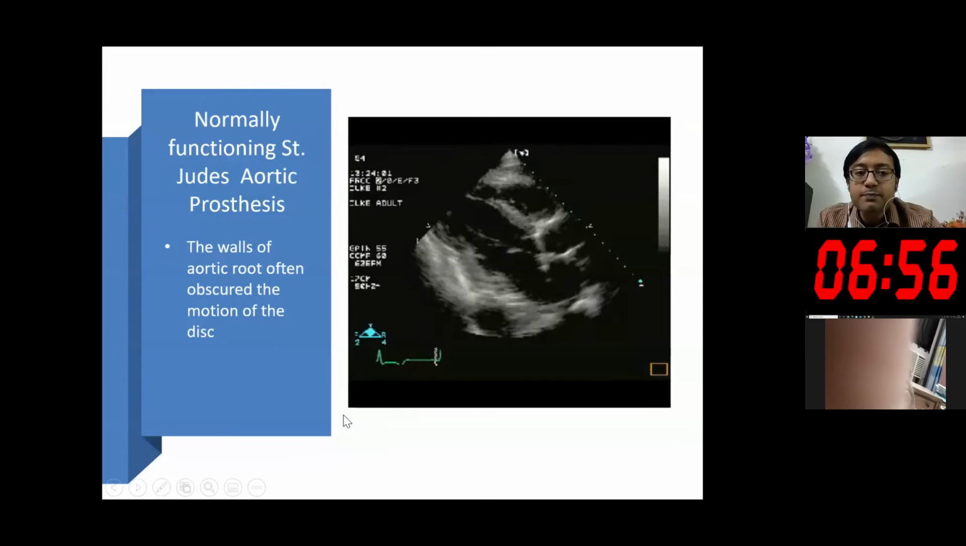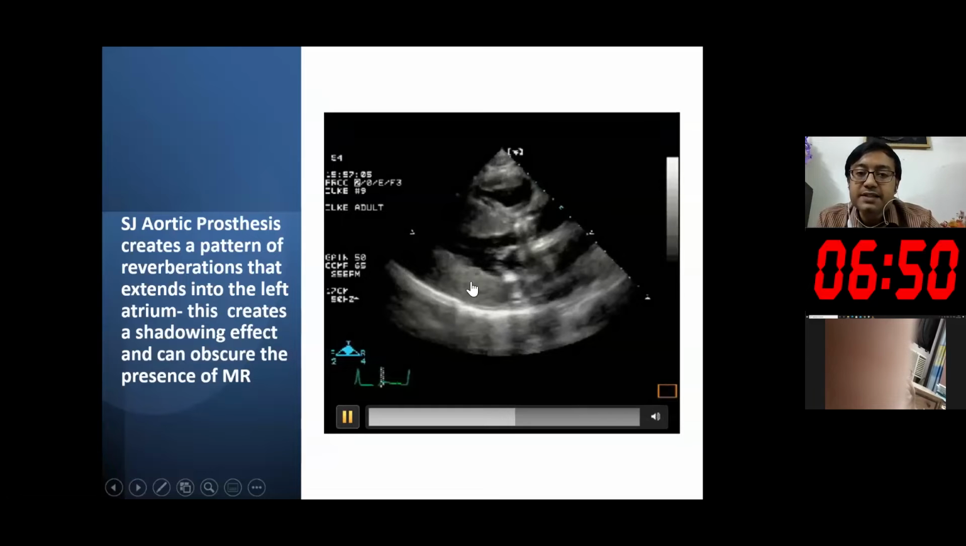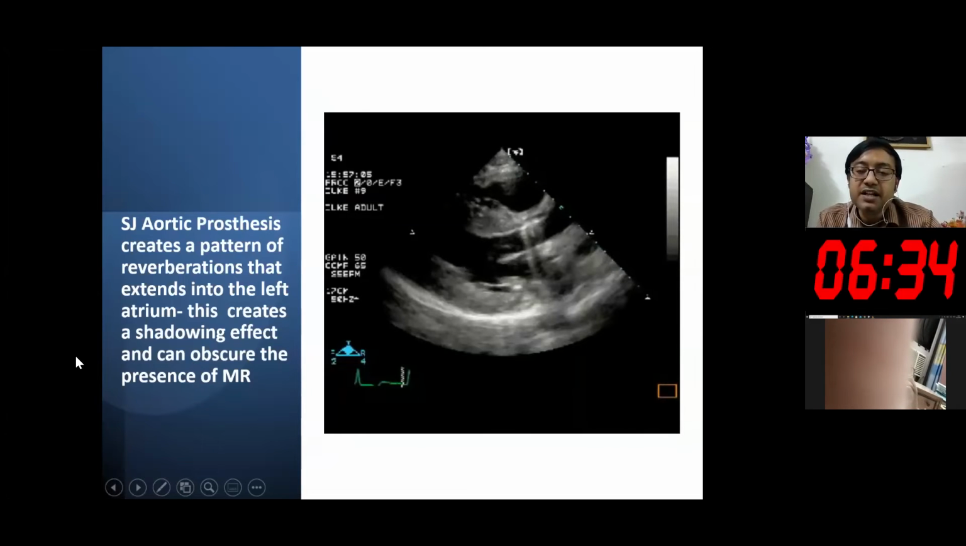Second, another important point is that the St. Jude's valve creates a pattern of reverberation that extends onto the left atrium. This is a reverberation that is extending onto the left atrium in the 2D view, that can obscure the presence of MR on Doppler study. So it can underestimate the presence of MR in the presence of a St. Jude's valve and these reverberations. So this is an important clinical caveat that has to be kept in mind.